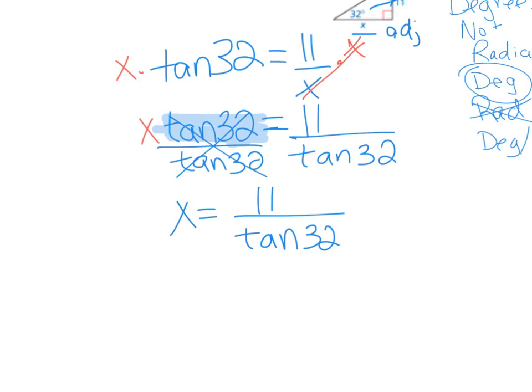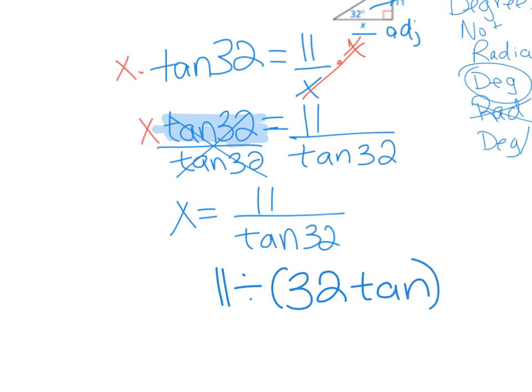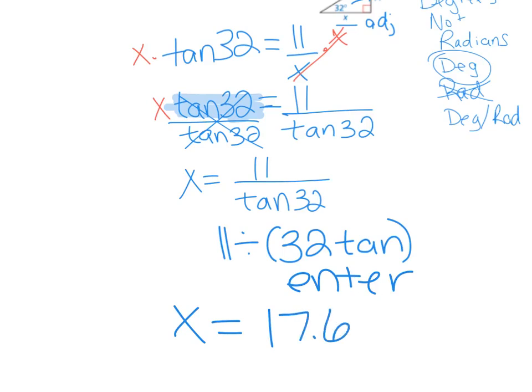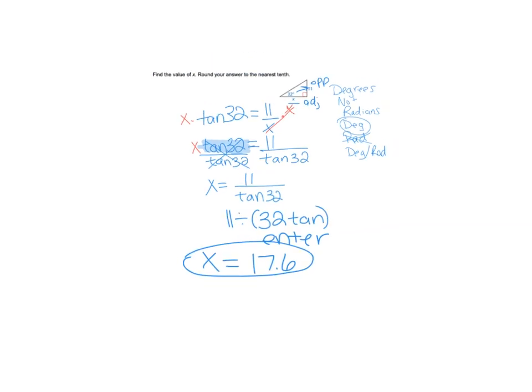So in your calculator, you're going to want to do 11 divided by, and then we want to make sure we put parentheses around that tangent of 32. You're going to do 32 tangent, close those parentheses, and hit enter. And what you should get, if you did it correctly, and make sure you're doing these so you know how to use your calculator appropriately, is that x equals 17.6. So if you don't get that, make sure you go back and try to figure it out on your calculator to make sure that you're doing it correctly.